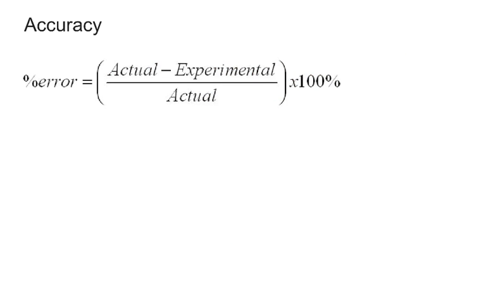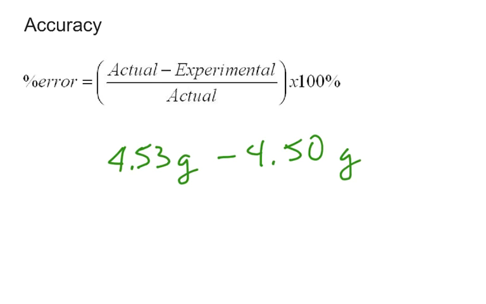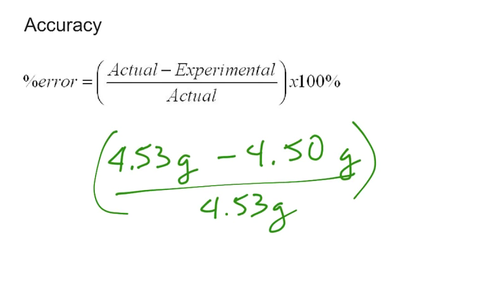Now, if you want to quantify accuracy, then we need to go to percent error. Let's say we were trying to measure something that had an actual value of 4.53 grams, and we got something more like 4.50 grams. So we want to subtract those two because we're going to see how far off we are. We're going to divide by what it's supposed to be, 4.53 grams. So we find out how far we are off divided by how much it's supposed to be. And then we take that whole thing and multiply by 100, because that'll give us a percent.